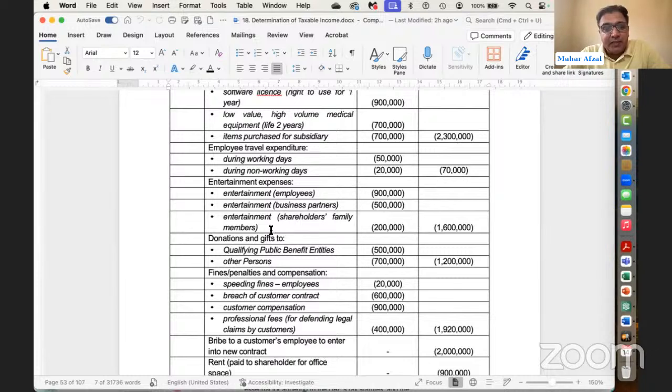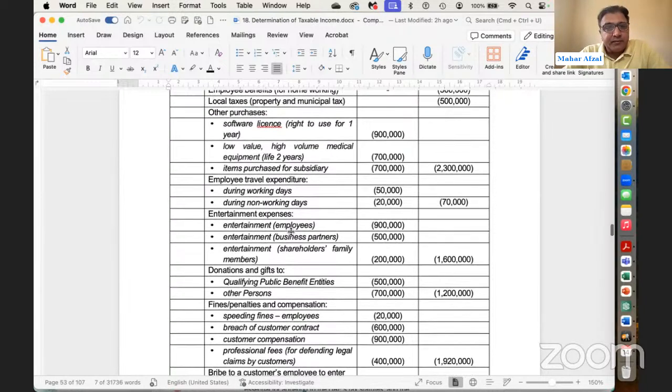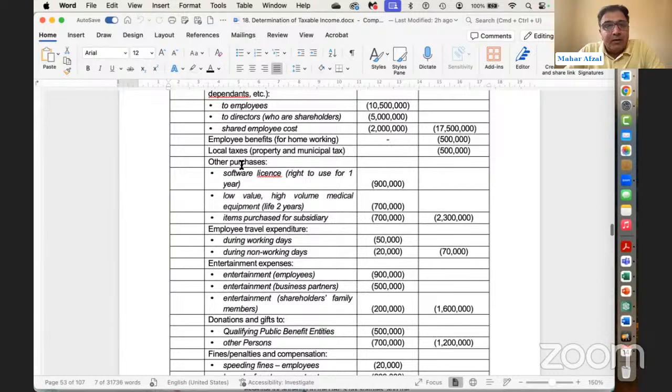Entertainment expenses for shareholders' family members: family member is a non-business expense. Altogether, it needs to be added back. Employee travel expenditure during business days and non-business days: I am assuming even during the non-business day, they are working for business, so we are claiming it. Other purchases: software is business use, so it is fine. This is not a right to use for more than 1 year. Within 1 year, this is not a capital expenditure.